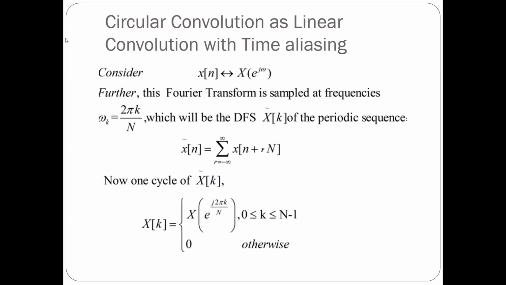Now, we will prove that circular convolution is linear convolution followed by time aliasing. Now, I want one of you to explain what you mean by aliasing. In which context have we heard the word aliasing? Sampling. You heard about aliasing in the context of sampling. So, can you explain what is aliasing in the context of sampling?